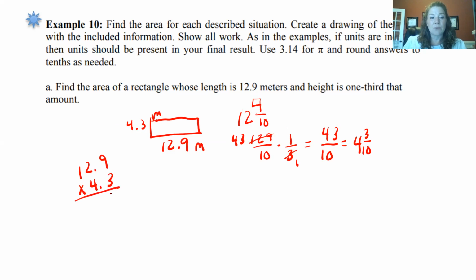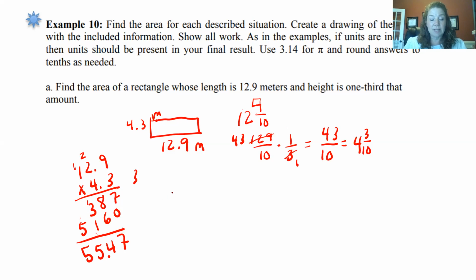So 3 times 9 is 27, carry the 2. 6 plus 2 is 8, 3 times 1. 4 times 3 is 36. 4 times 2 is 8 plus 3, 8, 9, 10, 11, carry the 1. 4 times 1 is 4 plus 1 is 5. So we're gonna do 7, 14, 5, and 5 with 1, 2 digits behind the decimal.